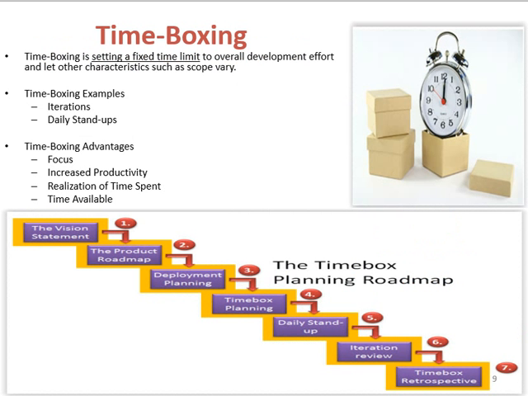Time boxing is setting a fixed time limit. You are setting the time limit for the overall development effort and letting other characteristics such as scope vary. So your scope may vary, but your time will remain fixed. That is what time boxing is all about. A few examples of time boxing in Agile: the iteration. Suppose your iteration ranges from 2 weeks to 4 weeks, so you have a time bound of 2 weeks. That is an iteration. Daily stand-up, 15 minutes, 3 questions. That is a time box.